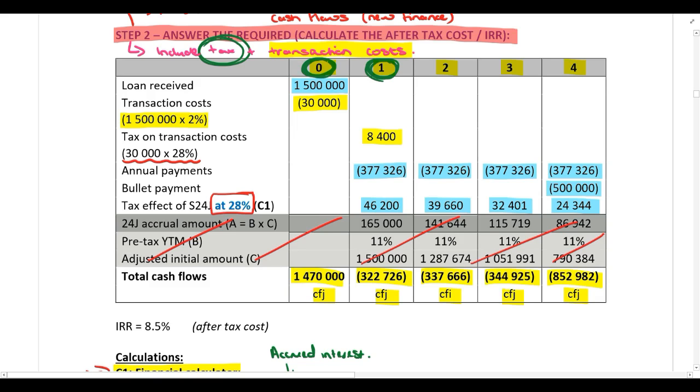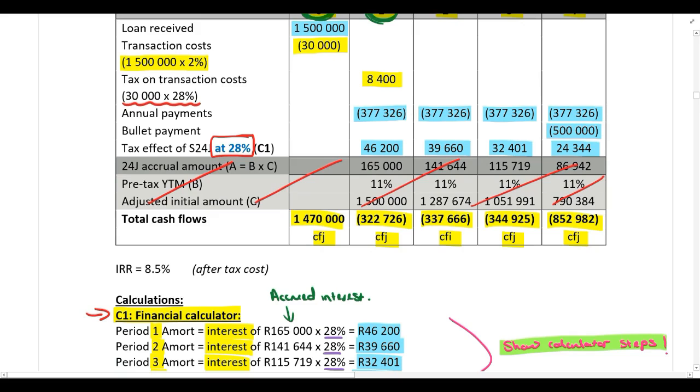Input all of the cash flows into your financial calculator and solve for the internal rate of return. And please note that the internal rate of return is going to give you the after-tax cost of this loan. So this loan has an after-tax cost of 8.5%. How do I know that that's the after-tax cost? The cash flows above are after tax. So if the cash flows are after tax, the internal rate of return that you've calculated over here is after tax.